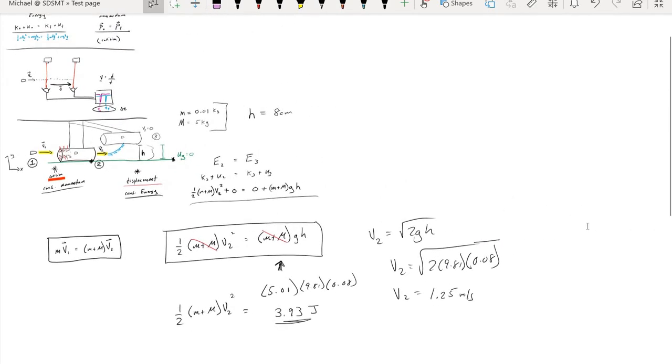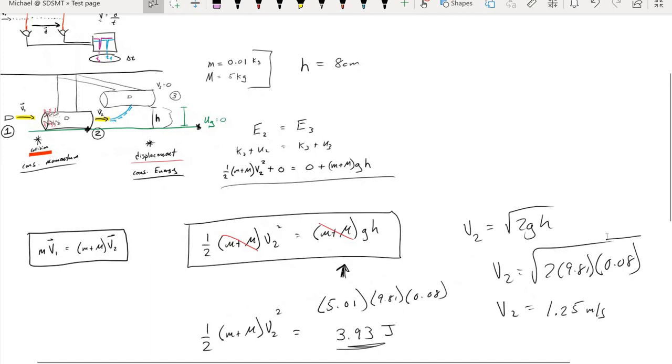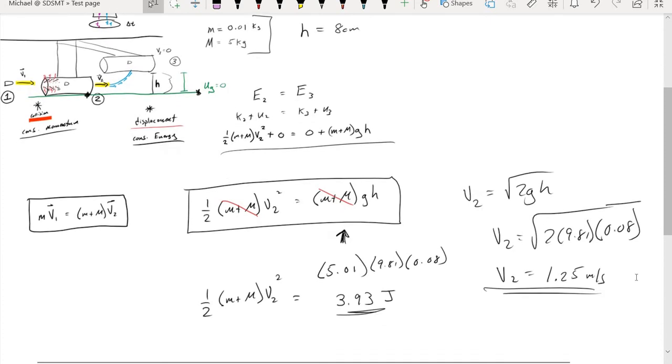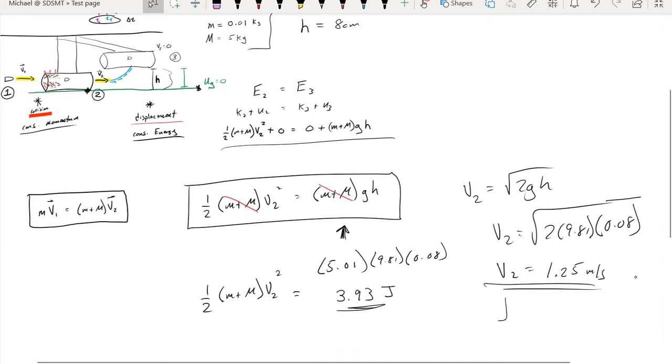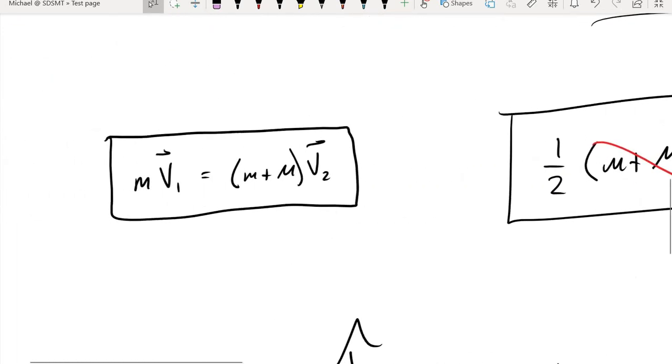which doesn't sound all that fast. That would be the equivalent of a brisk walk for someone. But that is not the velocity of the bullet. That is the velocity of the bullet and the log. We can now take that velocity and plug it into the conservation of momentum equation that we had.